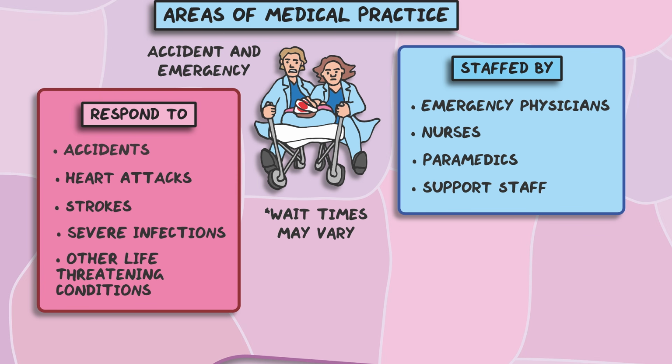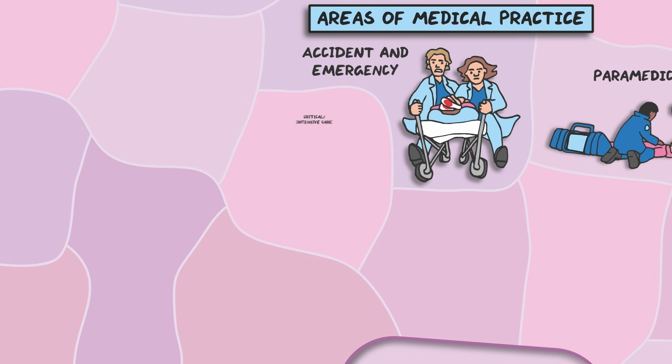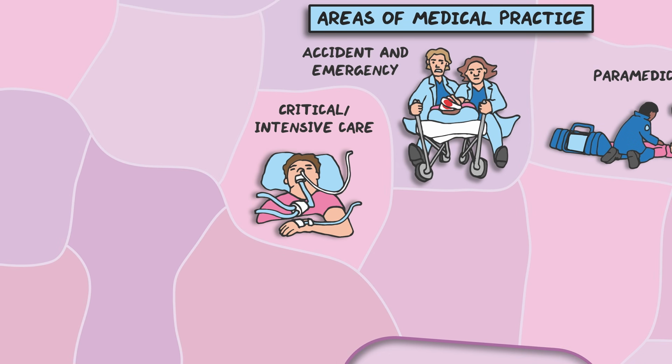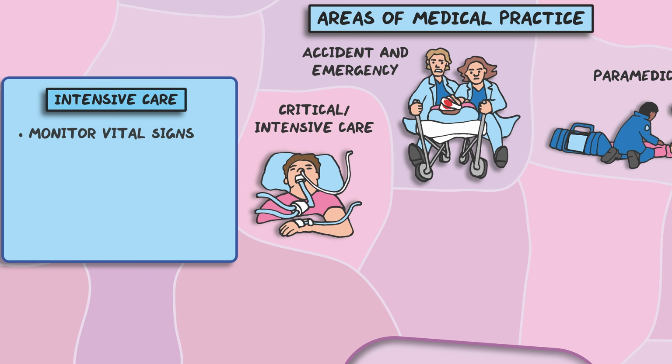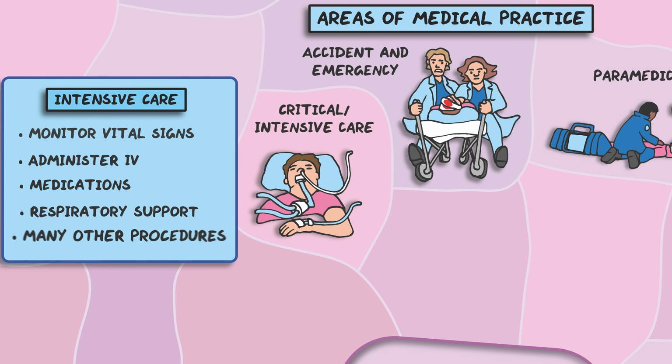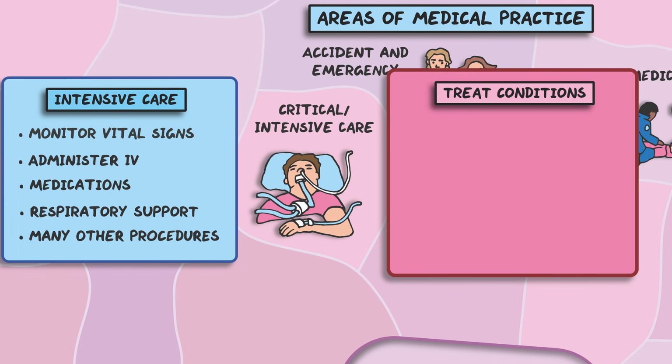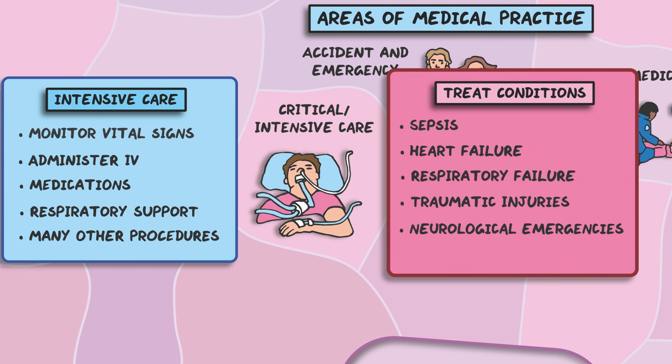They either patch you up and send you away, or refer you to other medical specialties for further evaluation or treatment, or keep you in a critical or intensive care unit known as an ICU, where the goal is to stabilize and manage patients with severe medical conditions or injuries. This may include monitoring vital signs, administering intravenous fluids and medications, providing respiratory support, and performing procedures such as intubation or mechanical ventilation. Patients in critical care may have a range of medical conditions including sepsis, heart failure, respiratory failure, traumatic injuries, neurological emergencies, amongst many other things.